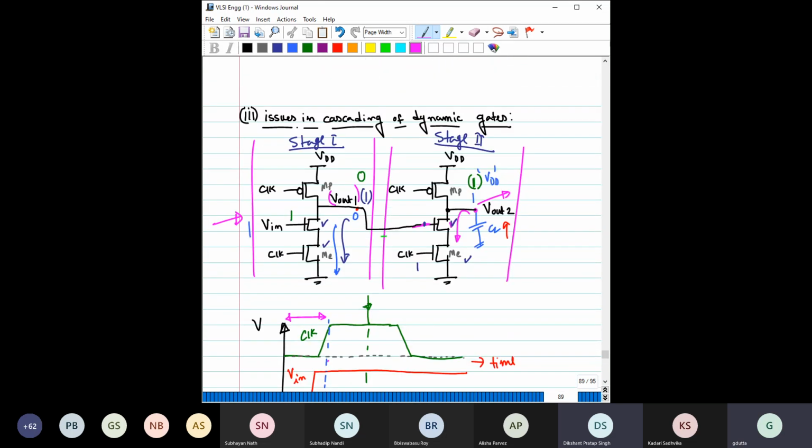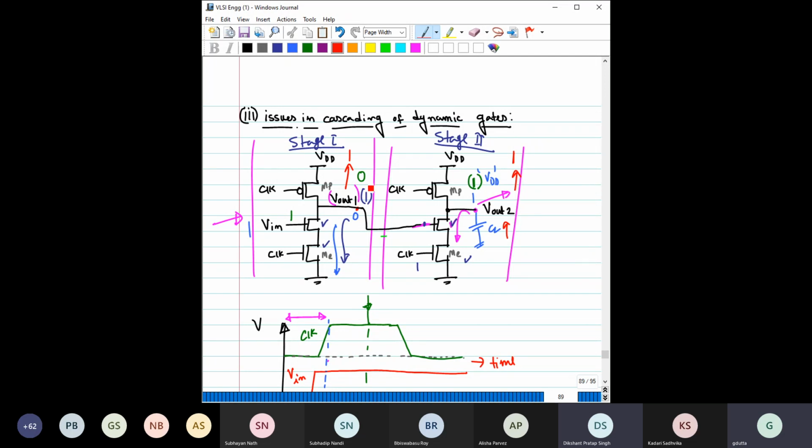The problem here for dynamic logic is that during pre-charge we are making all the outputs equal to 1, right? So we are making all the outputs 1 during pre-charge. Then what will happen? During the evaluation phase, this 1 will not go to 0 immediately, right? So this will cause an undesired discharge from the second transistor, right? Now this might cause a problem for the next stage.